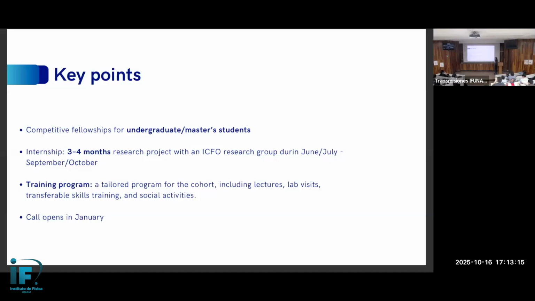And this program is really nice. There's also a training program associated with it. Students can participate in lab tours, summer lectures, transferable skill training, and also social activities. If you are interested in this program, the call will open in January. Again, if you want more information or have any doubts, reach out to us.